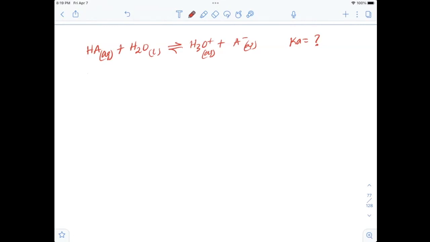And you were given the initial concentration. You have initial, you have change, you have equilibrium.